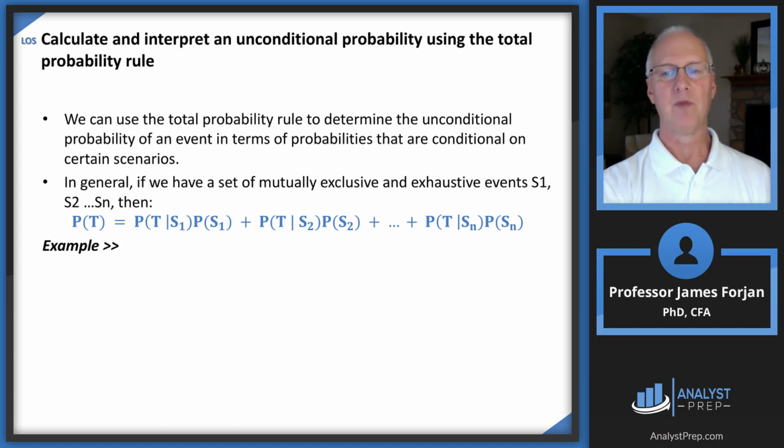If you have a set of mutually exclusive and exhaustive events, S1 and S2 all the way out to Sn, then that total probability is the sum of all of those multiplications.